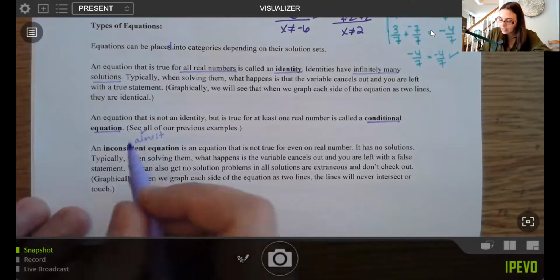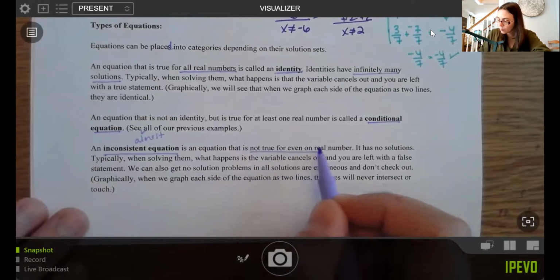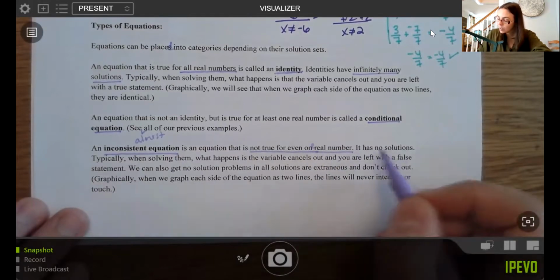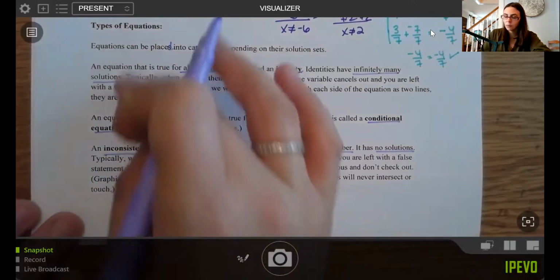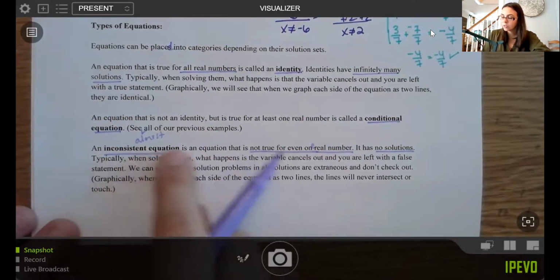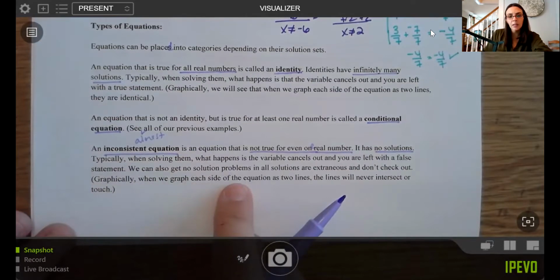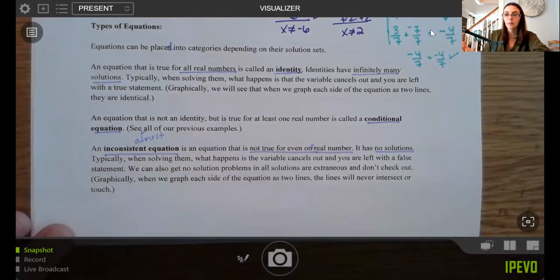And then an inconsistent equation is an equation that is not true for even one real number. It has no solutions. So typically when solving them, what ends up happening with these kind of weird examples is your variables cancel out. And for inconsistent equations, you're often left with a false statement, or another way to get an inconsistent equation we already saw was if you had an extraneous solution. And what it's going to look like graphically is that the lines will never intersect or touch.